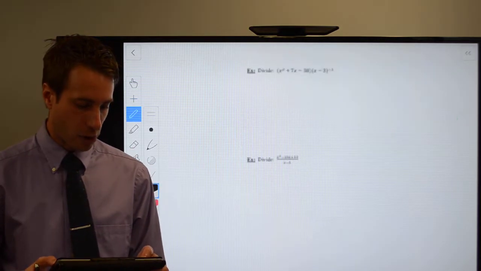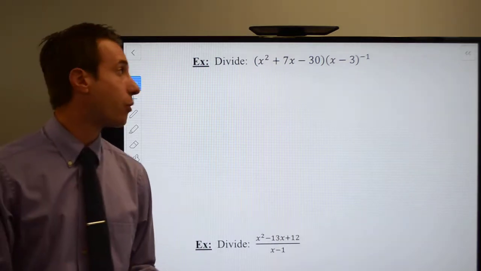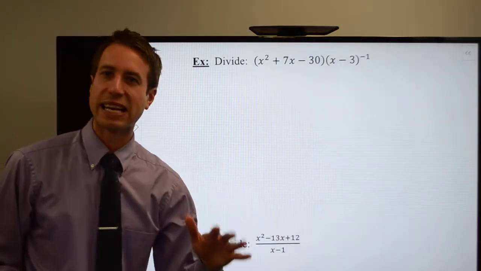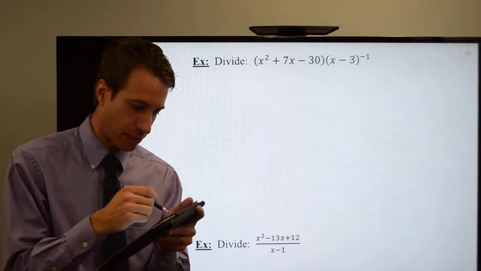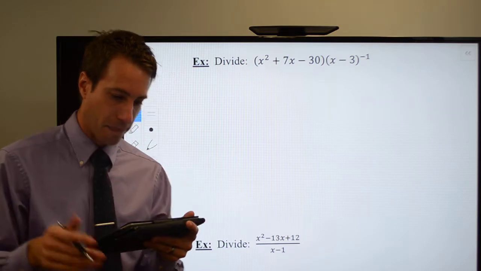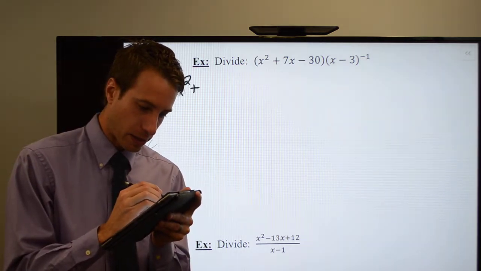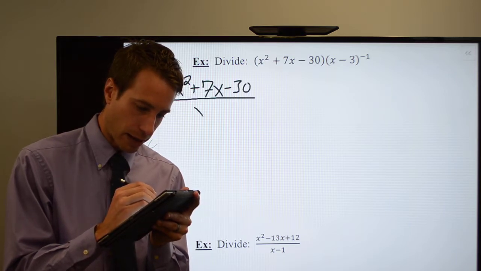Let's go ahead and try a couple more. Now that we kind of got the idea. Oh, hey, we've seen this before. This is just that kind of awkward way of writing a division, so that it maybe doesn't look like division. So we'll just simply go ahead and take care of that. Also, x squared plus 7x minus 30 all over x minus 3.